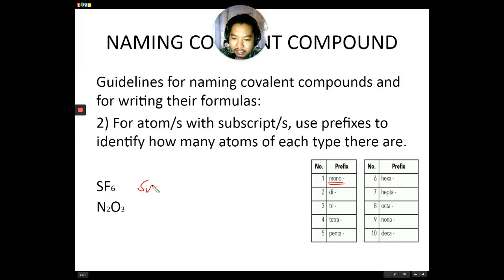So let me write it here. So this becomes sulfur hexafluoride. So we don't separate the prefix from the second element, but we don't combine the first element with the second one. So there's space na in between them. The second one is your dinitrogen. Yes, you have two. Dinitrogen trioxide.